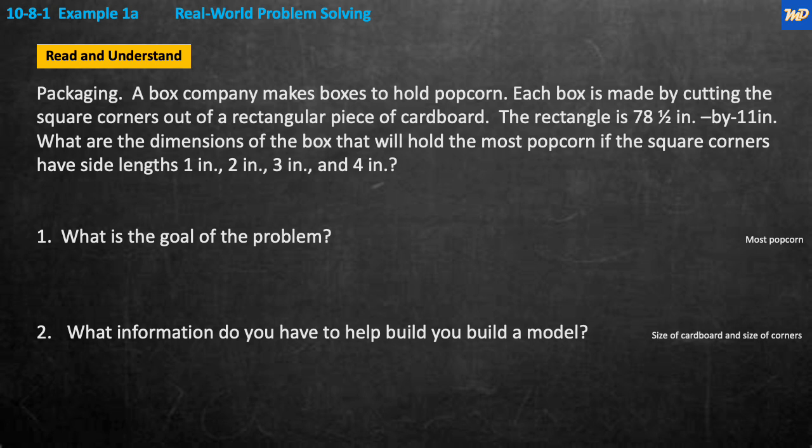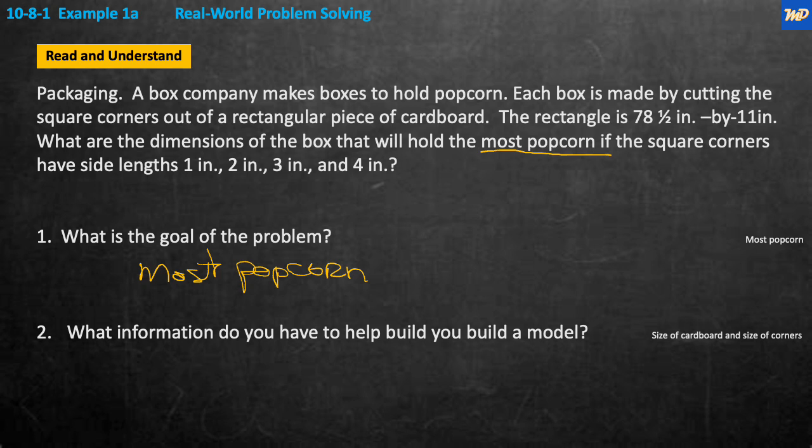So what we need to do is first read and understand the problem. What is the goal of the problem? The goal is to find a box that will hold the most popcorn. That's the goal. Now, what information do you have to help build a model? Well, we know the size of the piece of cardboard.